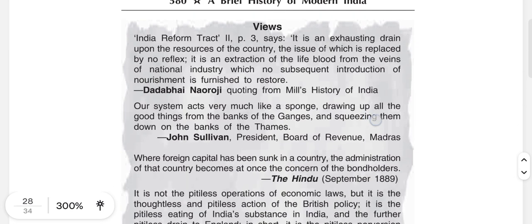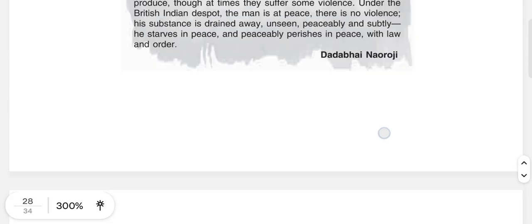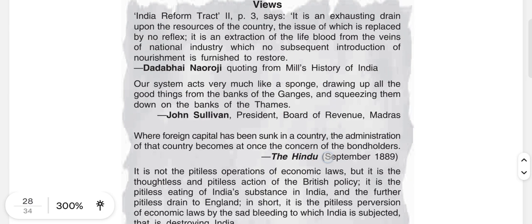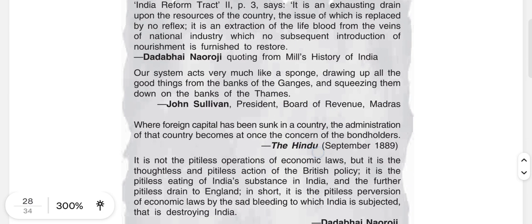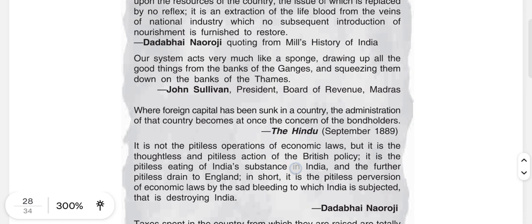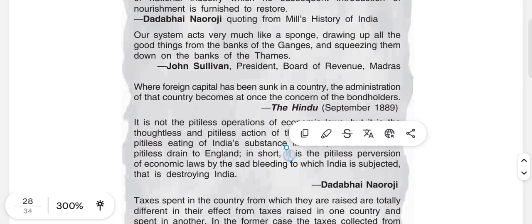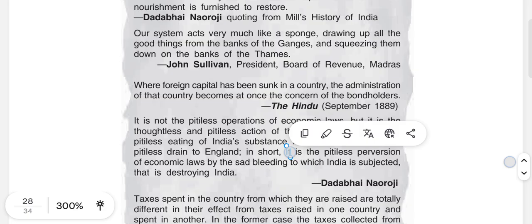It is an exhausting drain upon the resources of the country, the issue of which is replaced by no reflex. It is an extraction of the lifeblood from the veins of national industry, which no subsequent introduction of nourishment is furnished to restore. Dadabhai Naoroji, quoting from Mill's History of India: our system acts very much like a sponge, drawing up all the good things from the banks of the Ganges and squeezing them down on the banks of the Thames.